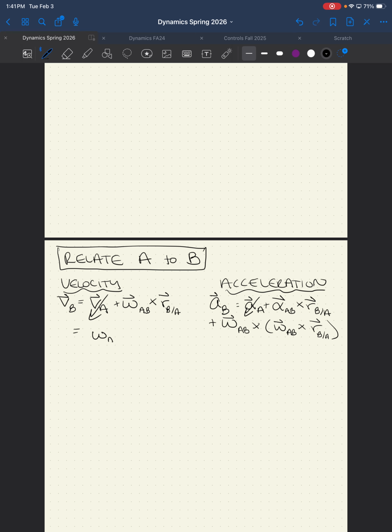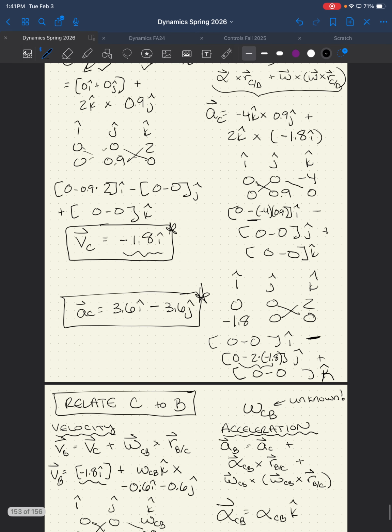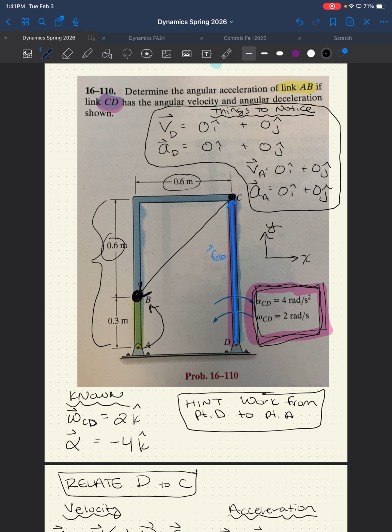Okay, let's do acceleration. A B equals alpha AB K hat cross 0.3 J hat plus omega AB K hat cross this thing, minus 0.3 omega AB I hat. We'll have 2 more cross products and I'll end up with an expression for the acceleration of B. I only have 1 minute, so I don't think I have time to finish this up.